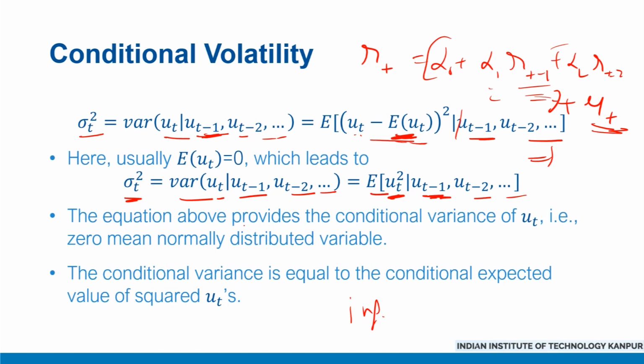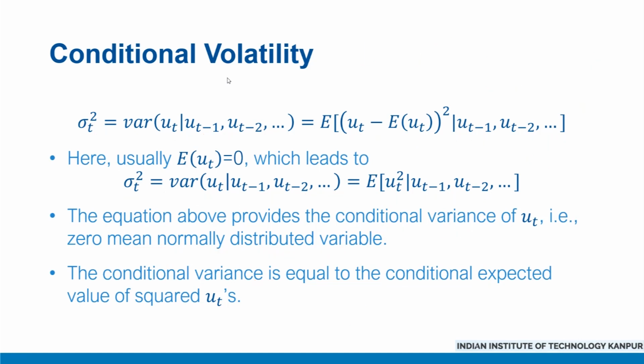The above equation that we discussed provides the conditional variance of mu t, that is a zero mean normally distributed variable. The conditional variance is basically here equal to the conditional expected value of squared mu t's. Now let me give you the intuition behind conditional volatility.